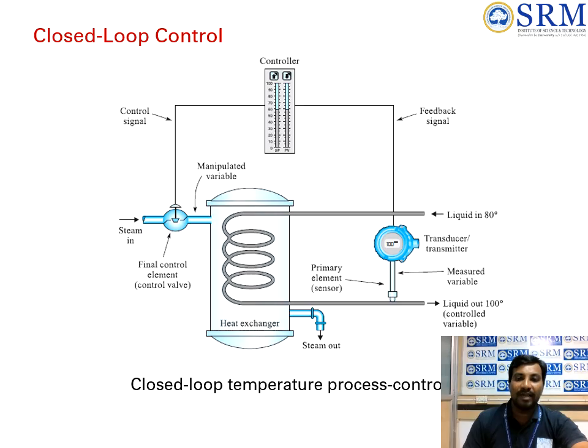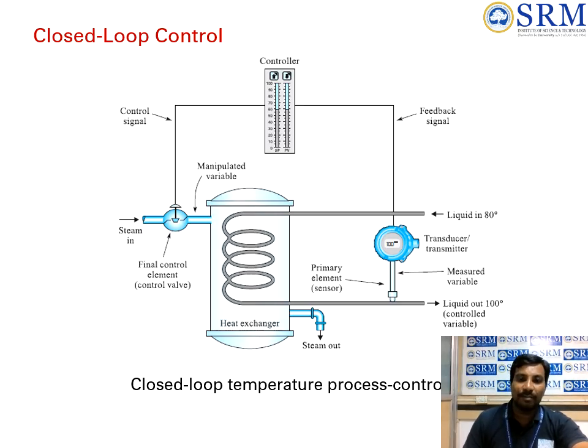Closed loop automatic control systems are more expensive than open loop systems. With the addition of a feedback loop, they become self-regulating. The diagram used to illustrate the operation of a temperature process closed loop control system is shown here. It shows a heat exchanger used to heat a liquid to a temperature of 100 degrees Fahrenheit. A source of steam supplies the thermal energy to the exchanger.